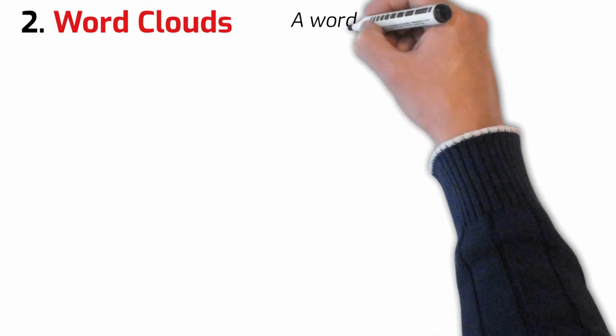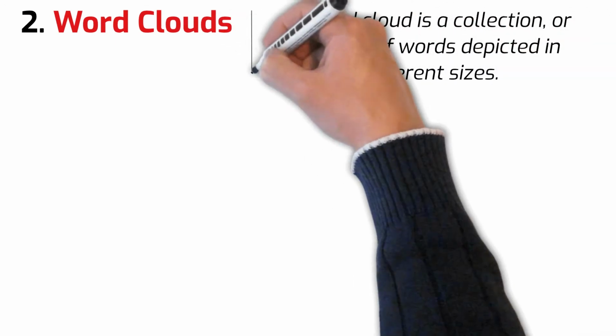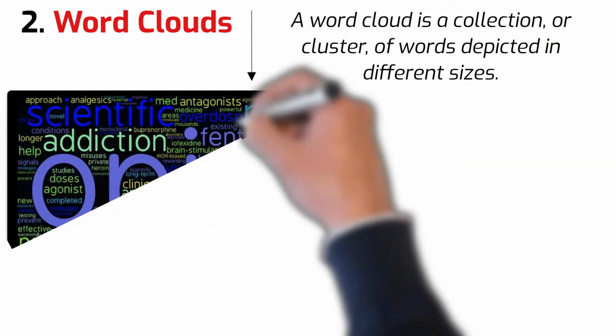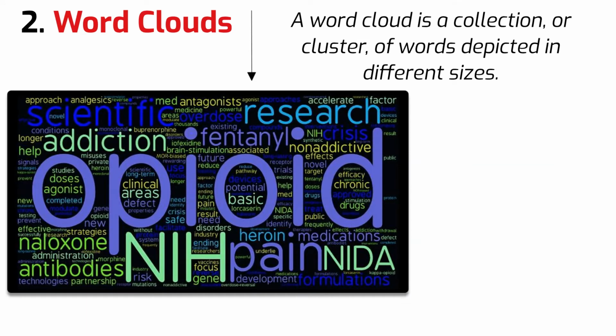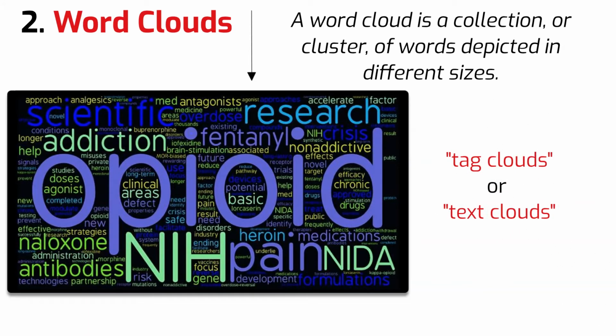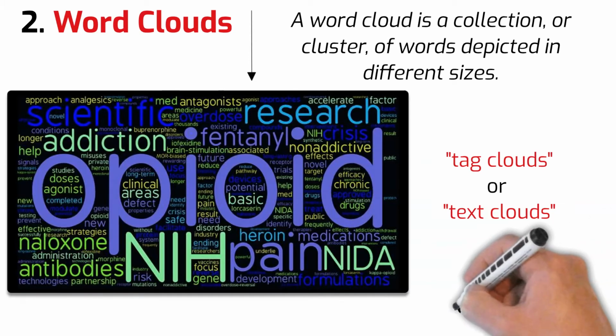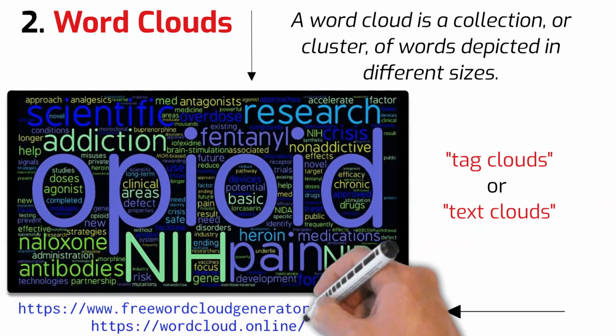2. Word clouds. A word cloud is a collection or cluster of words depicted in different sizes. The bigger and bolder the word appears, the more often it's mentioned within a given text and the more important it is. Also known as tag clouds or text clouds, these are ideal ways to pull out the most pertinent parts of textual data or feedback from blog posts to databases. There are free word cloud generators that you can use. Here are two.